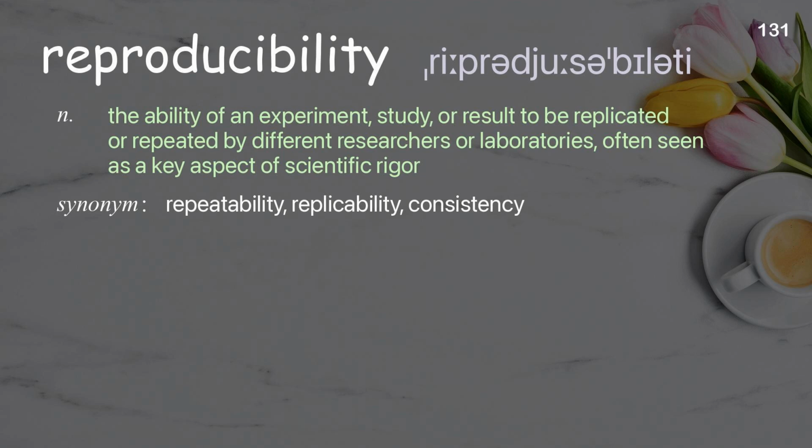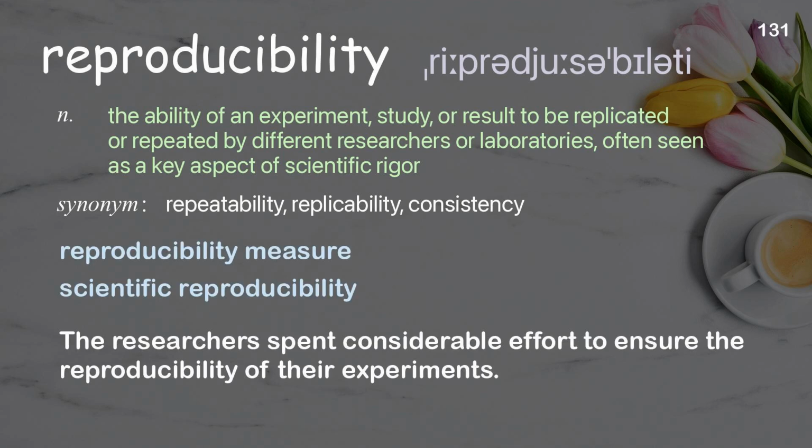Reproducibility. The ability of an experiment, study, or result to be replicated or repeated by different researchers or laboratories, often seen as a key aspect of scientific rigor. Examples: Reproducibility measure. Scientific reproducibility. The researchers spent considerable effort to ensure the reproducibility of their experiments.